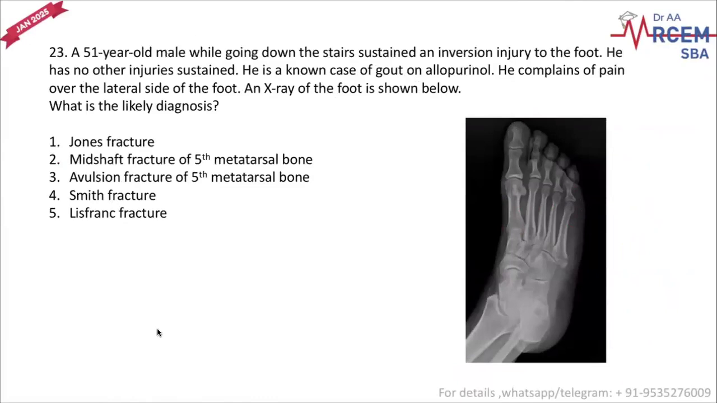A 51 years old male, while going downstairs, sustained an inversion injury to the foot. Why are we very prompt about inversion injury? Because peroneus brevis gets stretched. It is attached to the base of the fifth metatarsal bone. So here you are suspecting the base of the metatarsal bone.